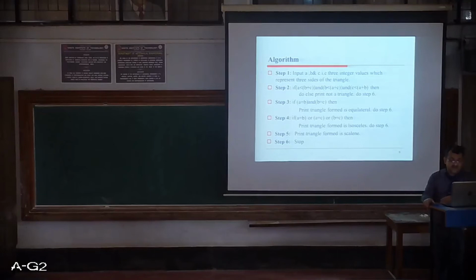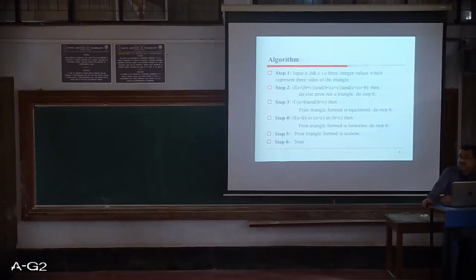The next condition is, if any one of these conditions is true, that is A equal to B, or A equal to C, or B equal to C, there are ORs in between, so any two sides are equal, that means an isosceles triangle. Otherwise, if all of these are false, that is, no side is equal to any other side, in that case we print this particular triangle as the scalene one.